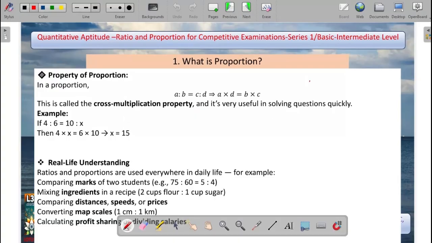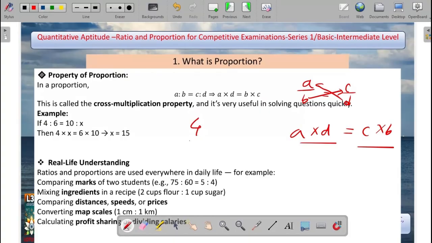So here, if A by B equals C by D, then A into D equals C into B. This is called the cross multiplication property, and it is very useful in solving questions quickly. So 4 is to 6 equals 10 is to x, that is 10 by x. So 4x is equal to 60. If we multiply it like this, x will be equal to 60 by 4, which equals 15. This is how it is.